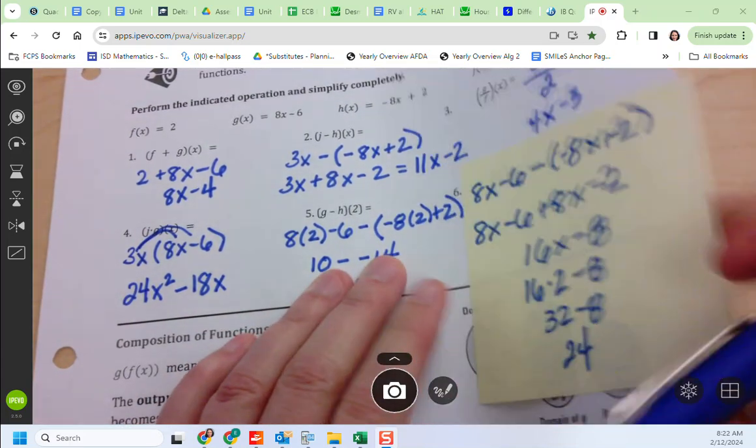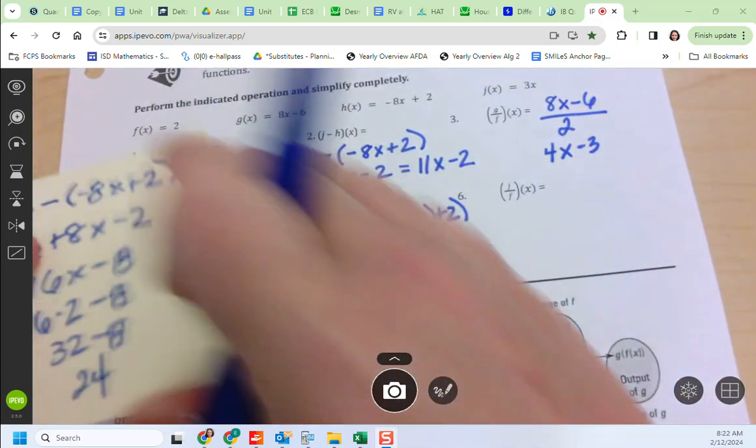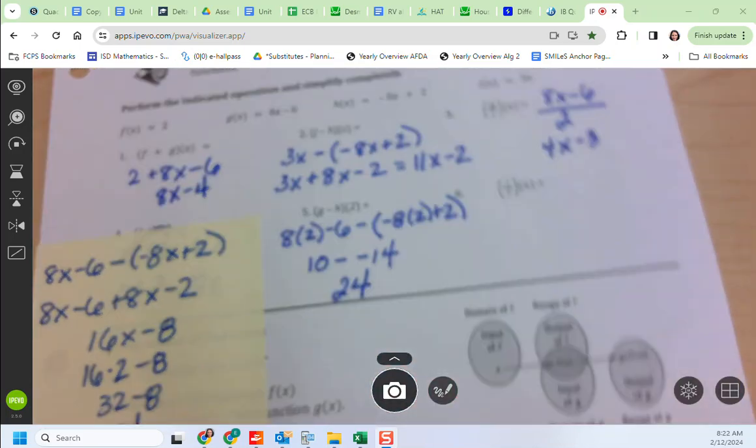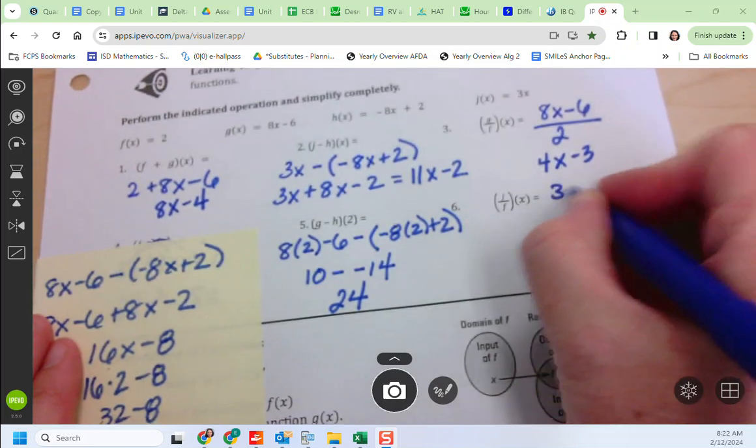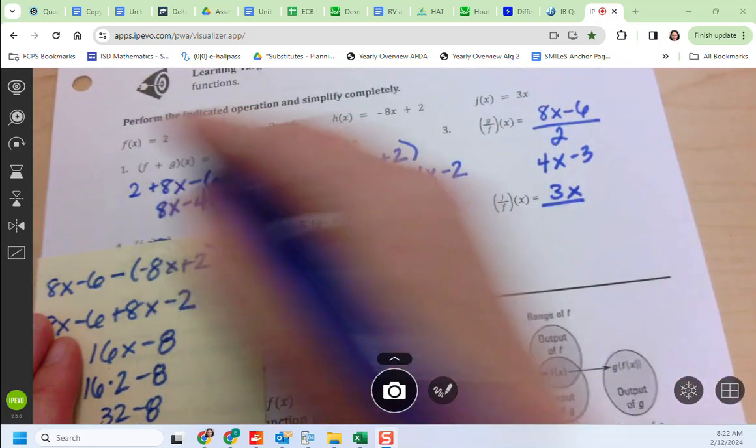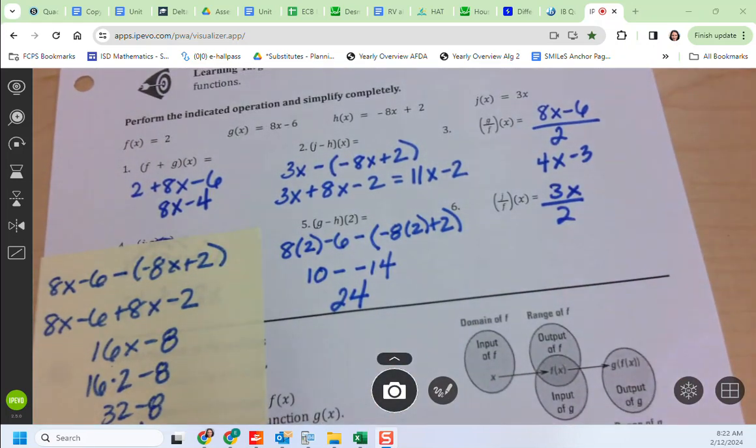Okay, I'm going to move this over here for a moment. Okay, j divided by f. So j is 3x and f is 2. You can leave your answer that way. Some people wrote 1.5x, that's fine too. But you can just leave it like that because that is simplified. Any questions on that one?